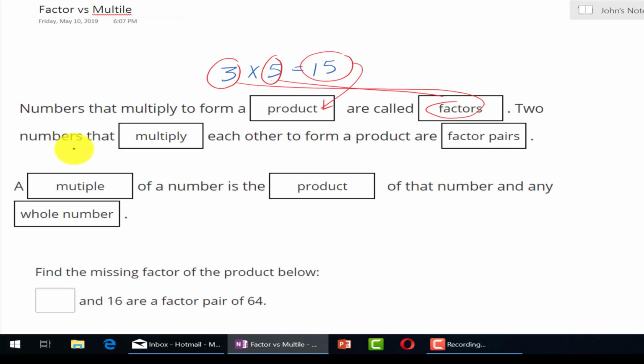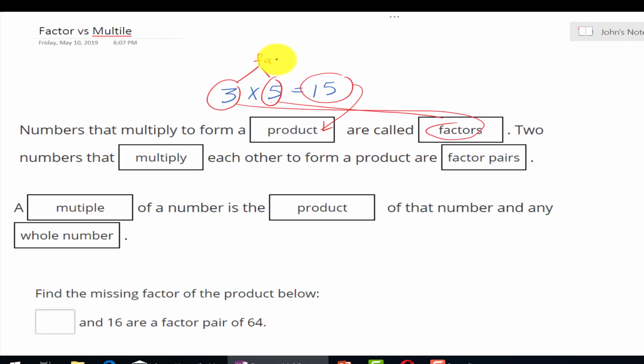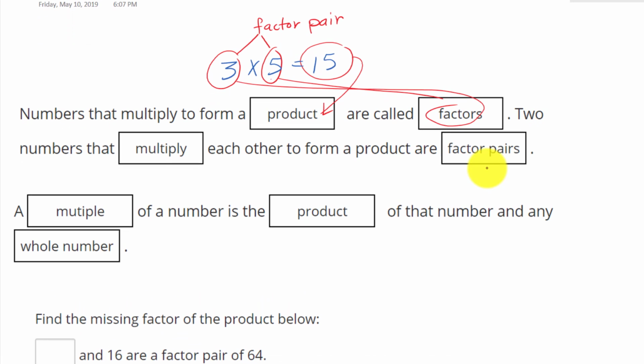Then we have two numbers that multiply each other to form a product are called factor pairs. Well, what we have here is 3 and 5 is considered a factor pair that forms 15. So that's the definition of multiply, product, factors, and factor pairs that we use to describe the process of a number multiplying another number to form a product.